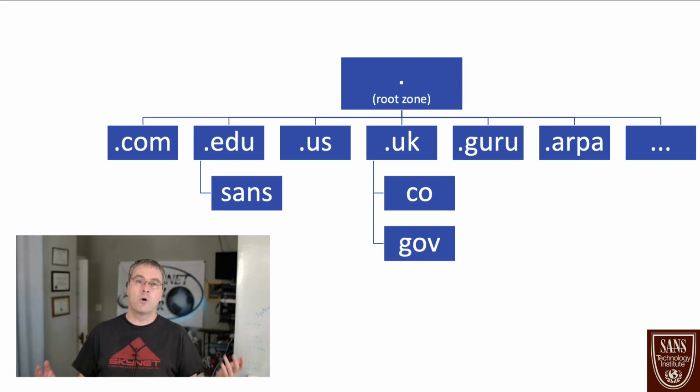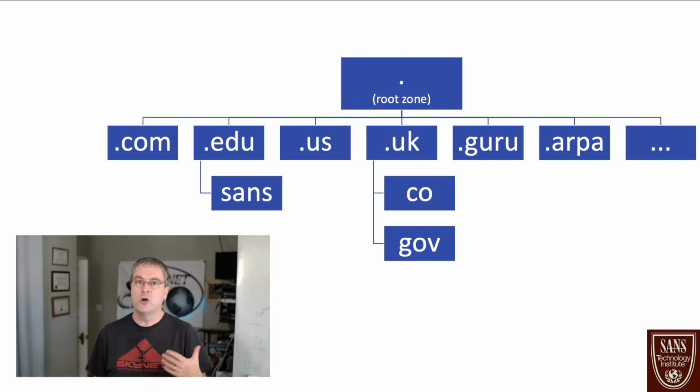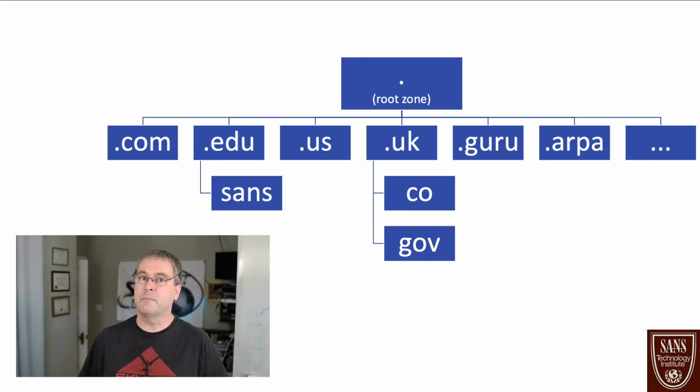And then more recently, of course, we got these generic top-level domains like .expert, .guru, .museum, where companies essentially are able to obtain these vanity domains if they can provide the infrastructure for it, and they of course have to pay some fees in order to get the rights to offer those top-level domains.